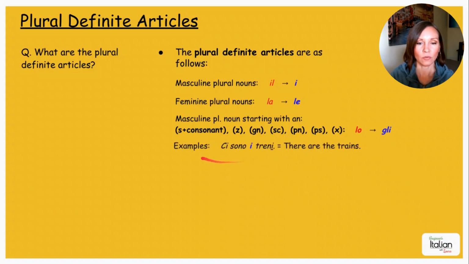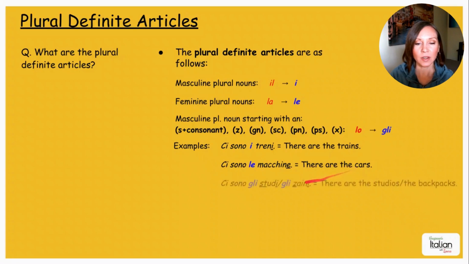So here are examples. Ci sono i treni. There are the trains. Okay, we're using i, or the letter I in English, because treni is a masculine plural noun. Okay, i treni. Ci sono le macchine. Okay, now in the previous slide we had macchina, so this becomes plural. So a plural feminine noun takes le. Okay, and you can also see that the endings here match up. So i treni, le macchine.